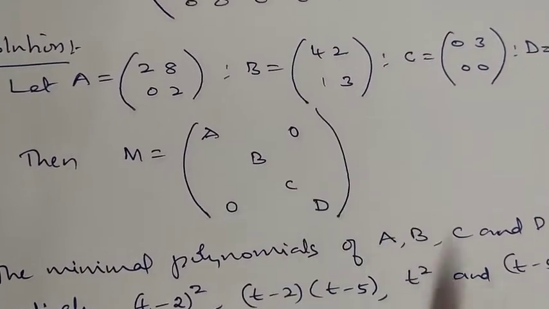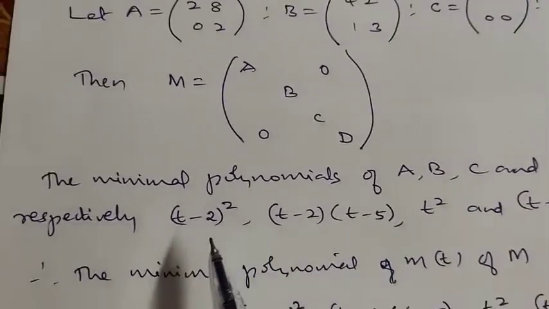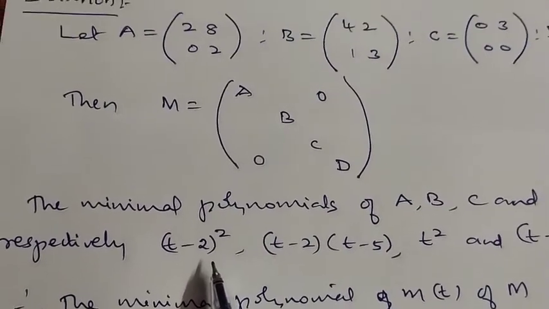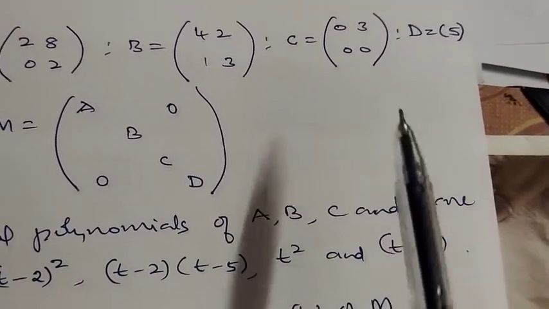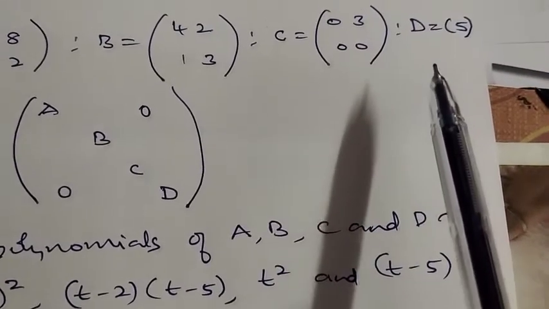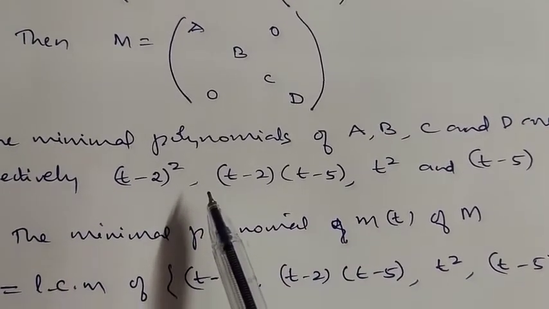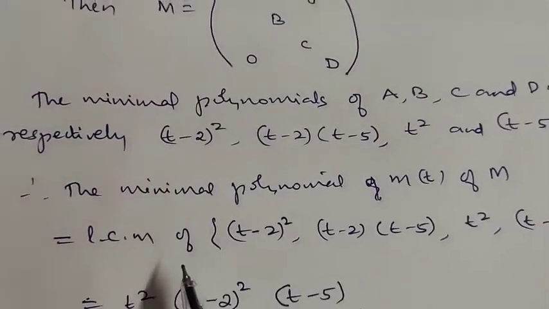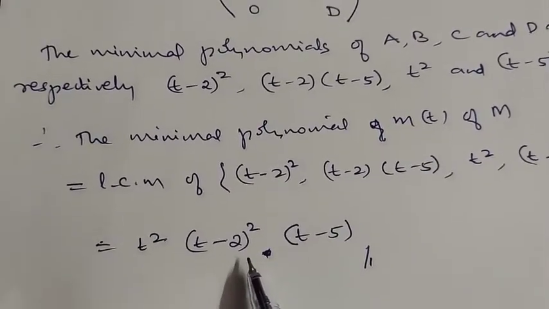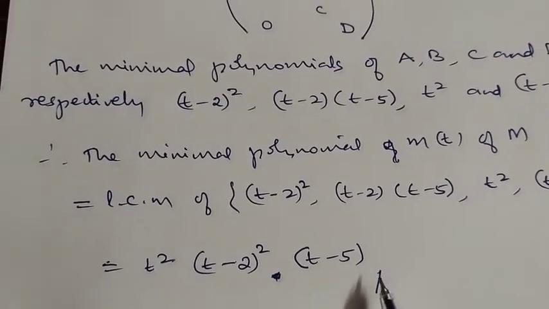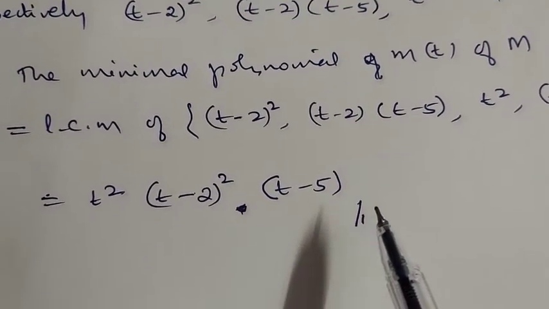Elsewhere it is 0. Therefore, by the previous example, you can find the minimal polynomials: t minus 2 whole square is the minimal polynomial of A, t minus 2 into t minus 5 is the minimal polynomial of B, t square is the minimal polynomial of C, and t minus 5 is the minimal polynomial of D. If you take the LCM of these factors, that becomes the minimal polynomial of M. So m of t of M is the LCM of these, which is t square into t minus 2 whole square into t minus 5. It's very simple.